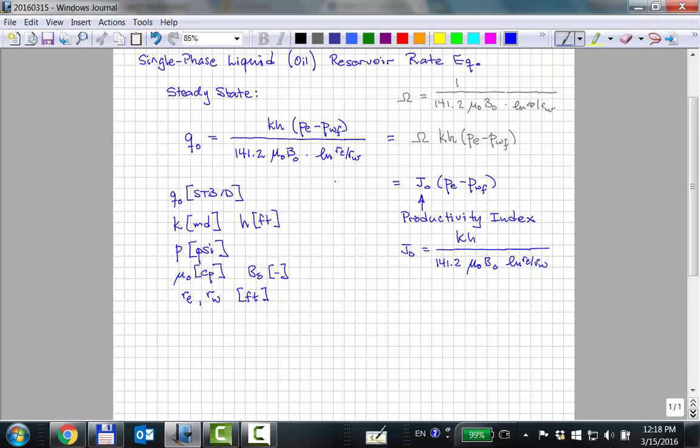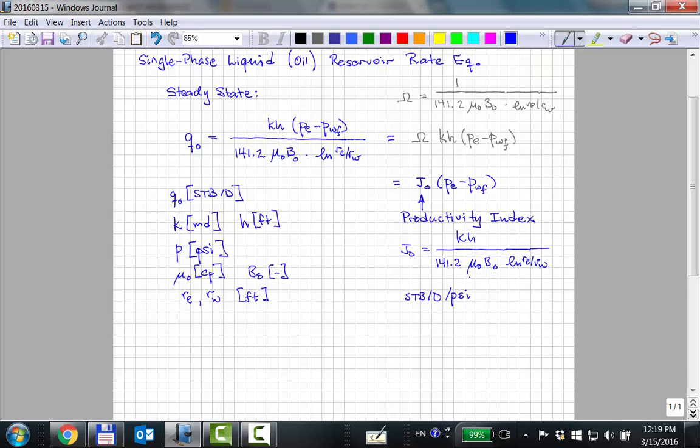That's typically written as a productivity index, which is bringing all of this stuff here into a single constant, what we call the productivity index. Apparently this was commented on at the Petroleum Society evening last week by one of the speakers; it is a very important concept. Its units here would be stock tank barrels per day per PSI. Okay?